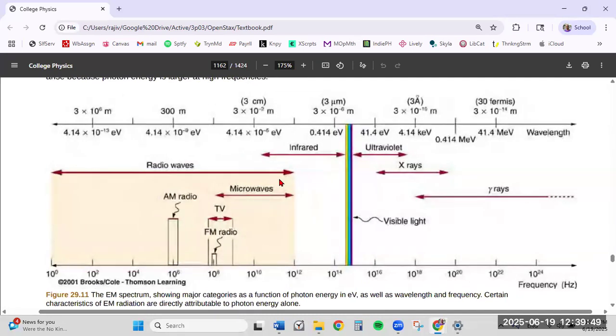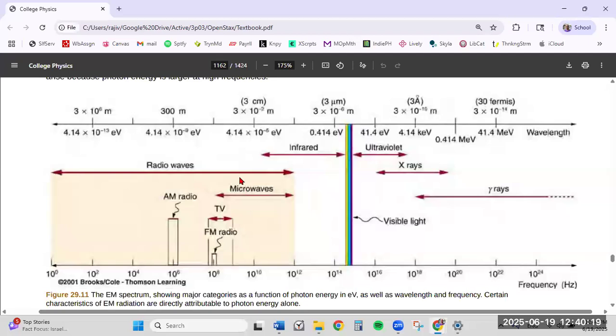Electromagnetic waves of different frequencies or wavelengths are given certain names. The lowest frequency waves are called radio waves, and within that we have microwaves. Also within radio waves are the frequencies at which AM radio signals are transmitted, or FM radio and television signals are transmitted.